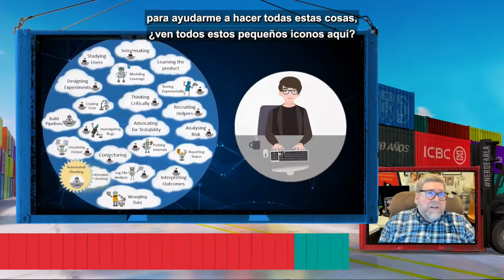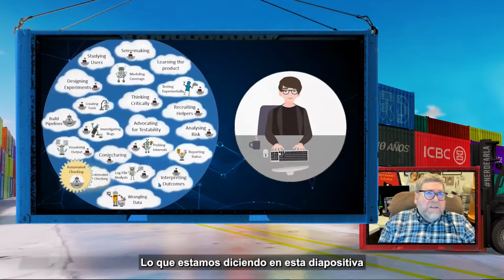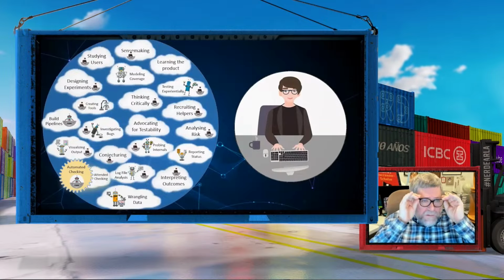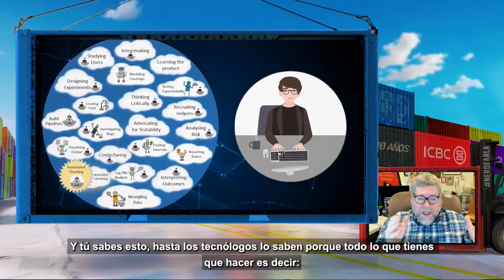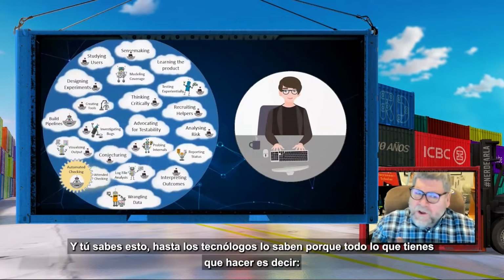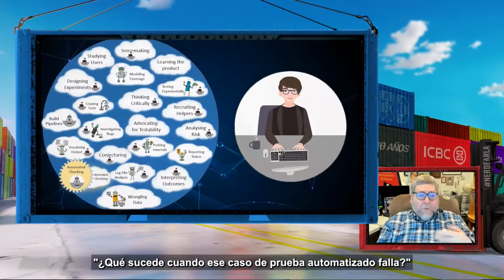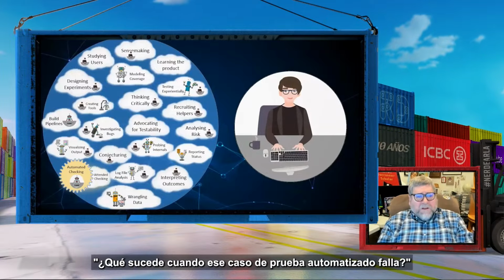You see all these little icons here? What we're saying in this slide is that there's lots of things that humans do to make testing succeed. And we use tools to help us all over the place. But the fact that we use tools does not mean testing can be automated, because the whole thing must be supervised and controlled by people. And you know this, even the technologists know this, because all you have to do is say, what happens when that automated test case fails?